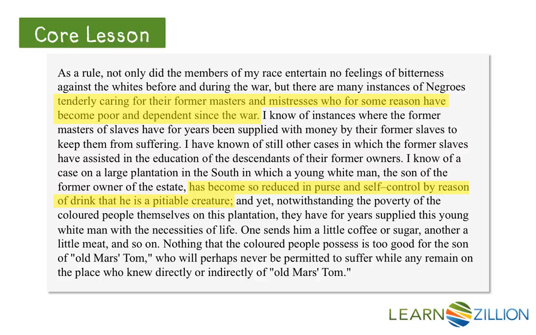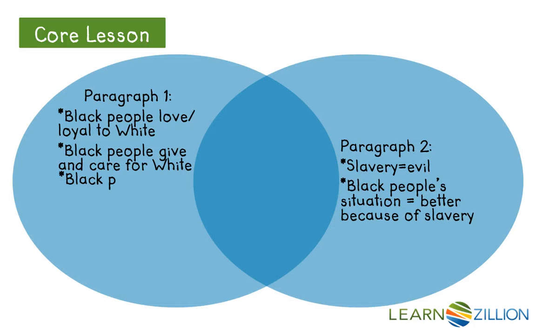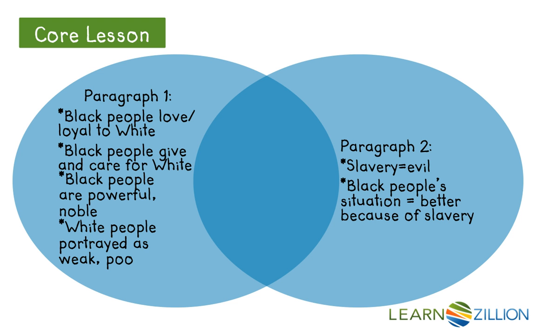Such a description goes even further to paint a picture of white people as weak and powerless, and of black people as powerful and noble. These are very interesting details. So now I will add them into my Venn diagram. So I have again that the first paragraph, in addition to the summary, shows that black people are powerful and noble. They're in a position to give help and they do it freely, whereas white people are portrayed as weak and poor and in fact.